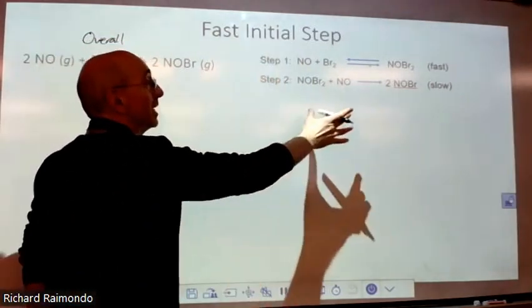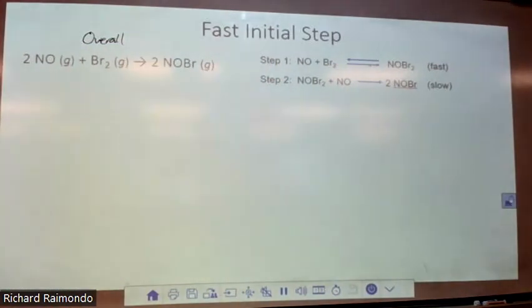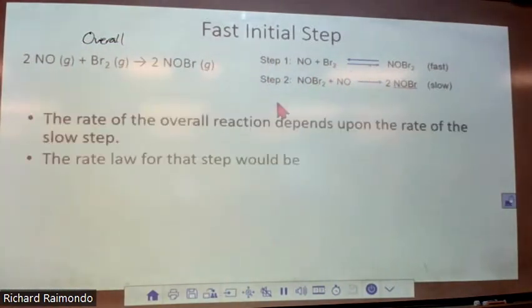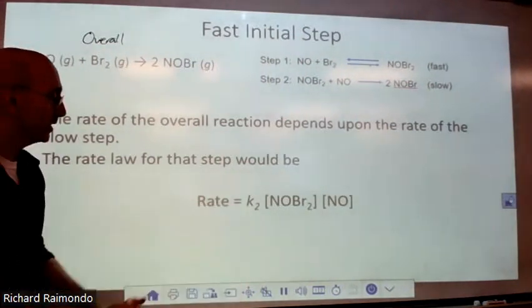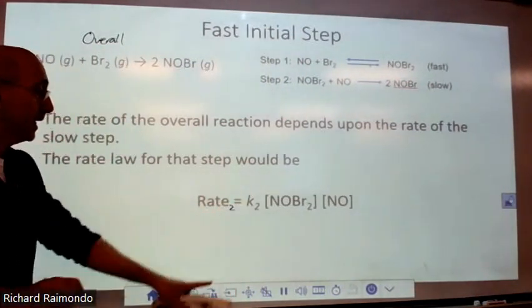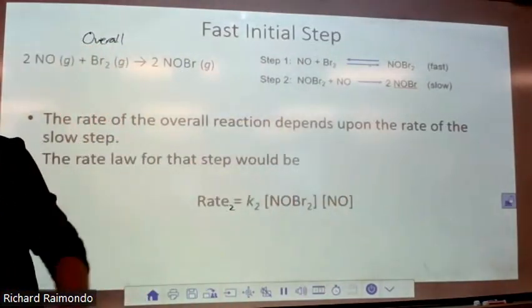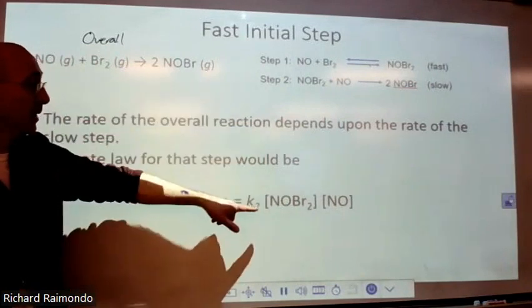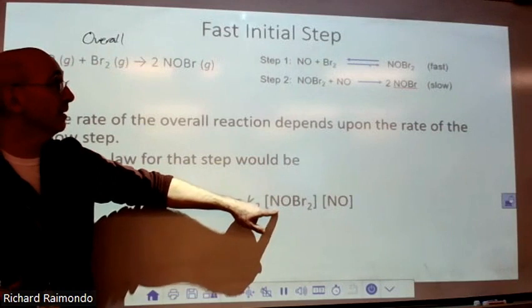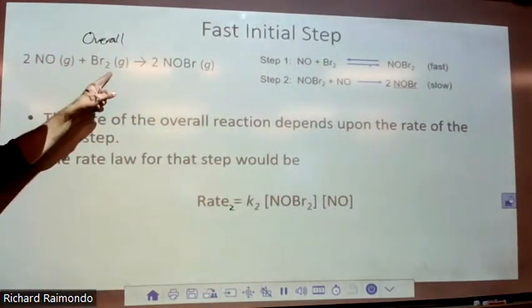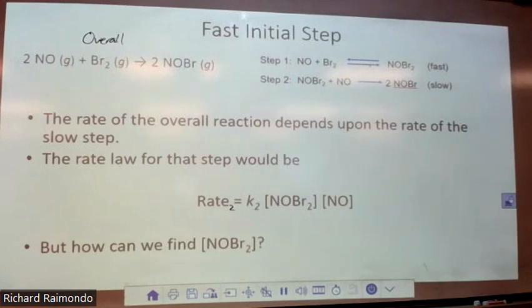This is our overall reaction. These are the 2 steps. This is the rate determining step. And we said the rate law for this is this. Now, notice it says rate. This should say rate 2. K2, why K2? Because it's step 2, right? So we're looking at one step at a time. And then what we're going to say is, what can we sub in here that will give us these reactants? So how do we find the concentration of NOBr2?